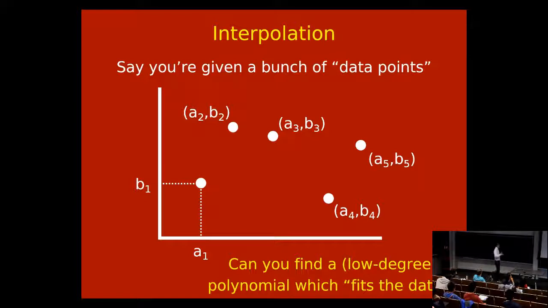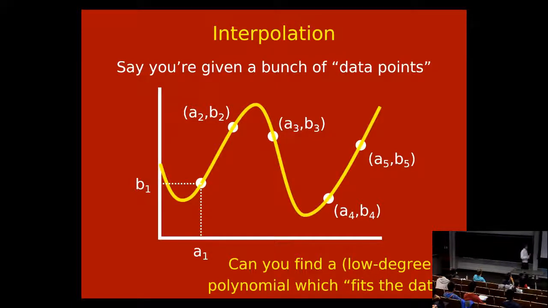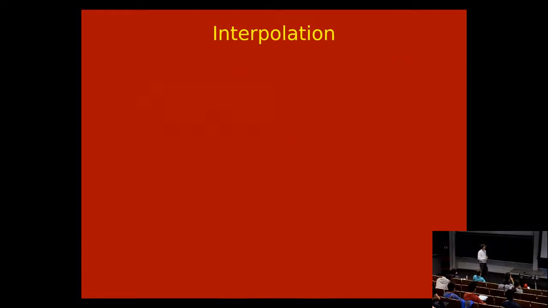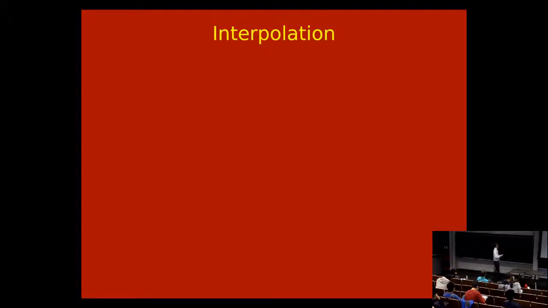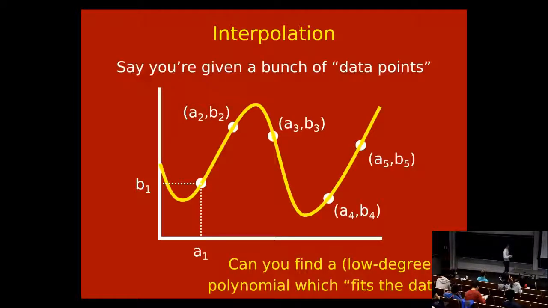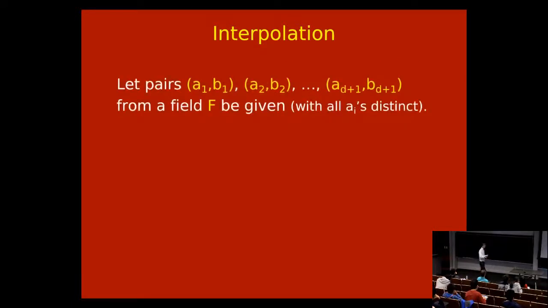There's a thing you want to do in science. You want to find a low-degree polynomial that fits the data, maybe something like this. And that's exactly what we're going to talk about now: fitting a polynomial to data. So let's say we have a bunch of pairs, and I'm going to say we have d plus 1 pairs, where d is some number. All these numbers are going to be from a field. You can imagine in your head that they're reals, but it works with any field, like the numbers mod a prime. I also want all the a's to be distinct, because those are the horizontal coordinates. I want them to be distinct so that it's really possible to put a polynomial through them.